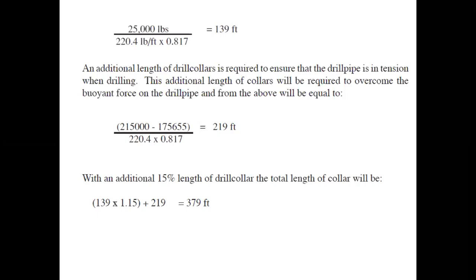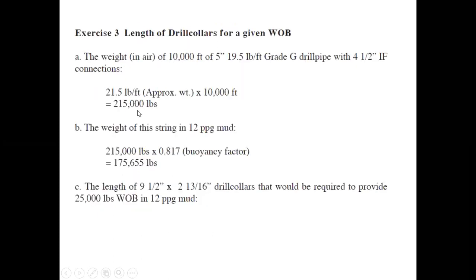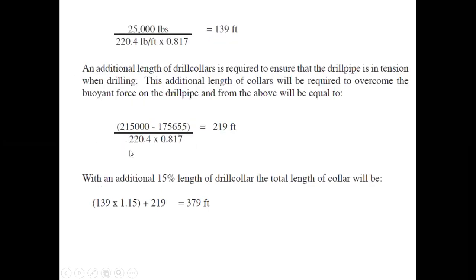In order to achieve that function, we need an additional length of drill collars so that the upper part stays in tension and the lower part stays in compression. So what we did, we subtracted the weight of drill pipe in open air from the weight immersed in the drilling fluid. We already calculated 215 and 175. This one here is the weight of the drill collar. We apply the buoyancy factor. So a total of 219 feet of pipe is needed in order to keep the drill string in tension.